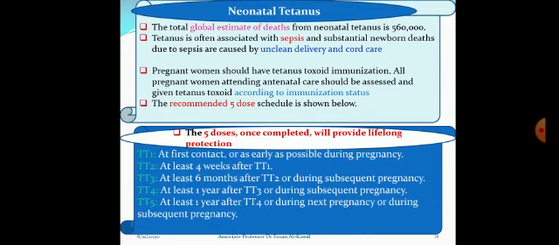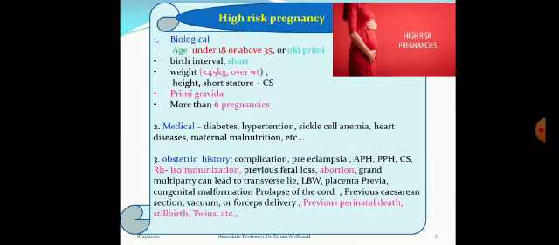And the fifth dose is given 1 year after the fourth dose, or on the next pregnancy. So every woman should have at least 5 doses. The first 2 doses during the pregnancy, then the subsequent third, fourth, and fifth doses are given 1 year apart or during subsequent pregnancies.